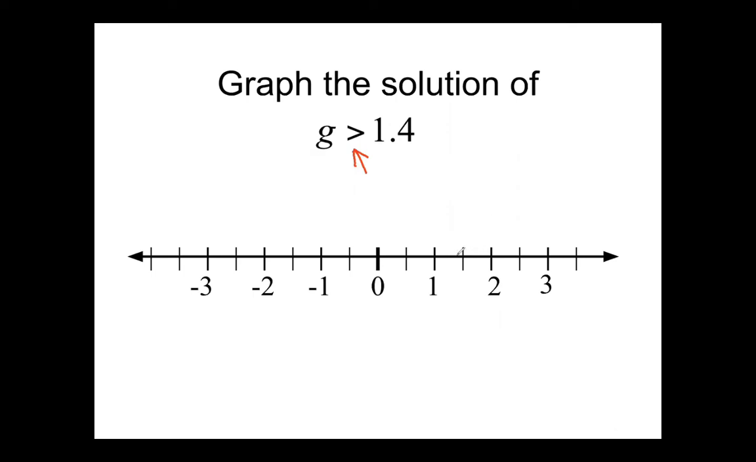And now you can go ahead and graph 1.4. 1.4 is a decimal, so try to estimate as best you can. I indicated the 0.5 mark, so 1.4 would just be a little bit before 1.5. And now draw your line. G is on the left, so I can go ahead and follow the direction of the inequality, which is pointing to the right.